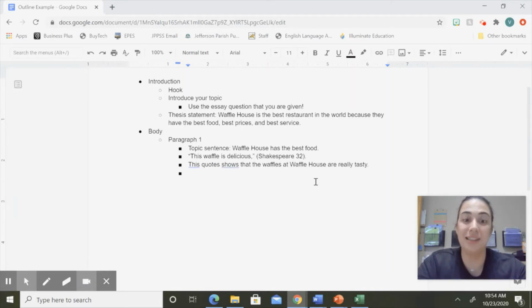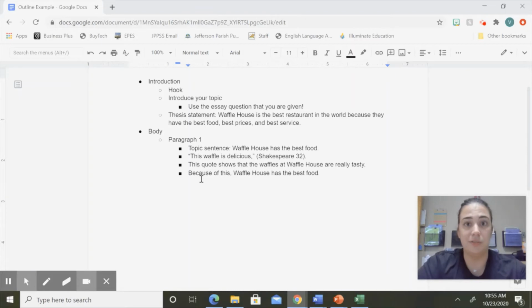And then relate it back to your thesis. Oops, grammar error. This quote shows that the waffles at Waffle House are really tasty. Because of this, Waffle House has the best food. Boom. Now we're done with body paragraph 1.